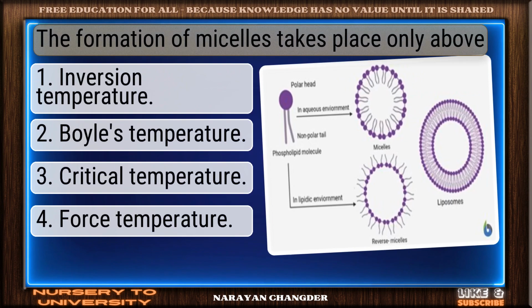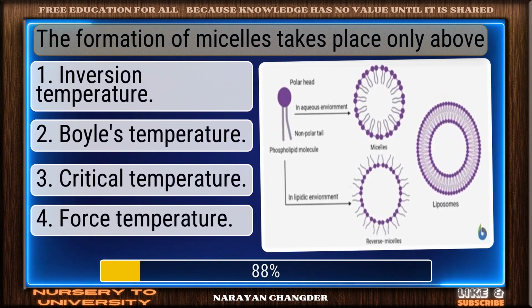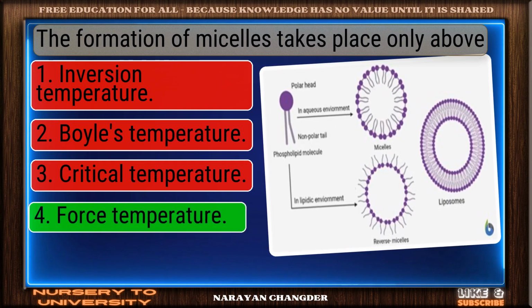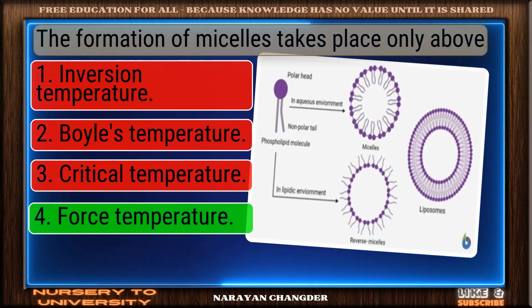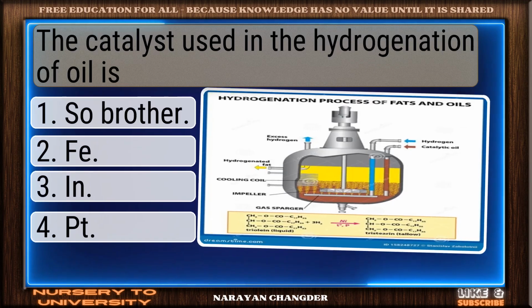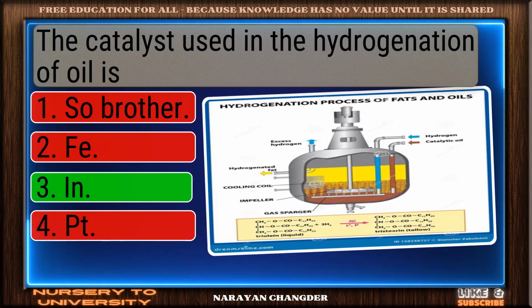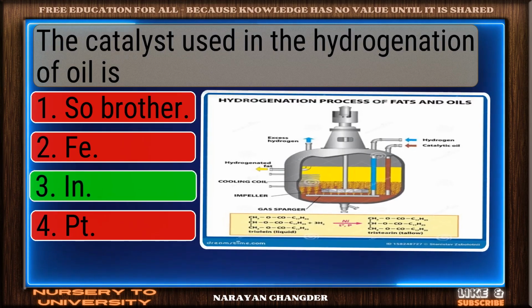The formation of micelles takes place only above. Smart pick. Kraft temperature is the correct choice. The catalyst used in the hydrogenation of oil is... Right again. Ni is a valid answer.